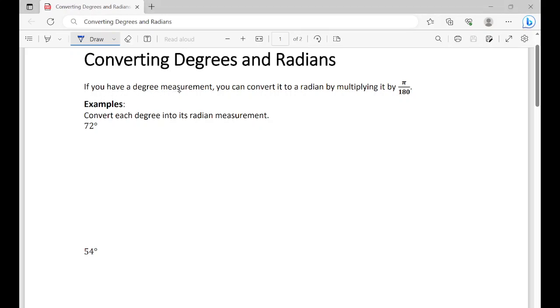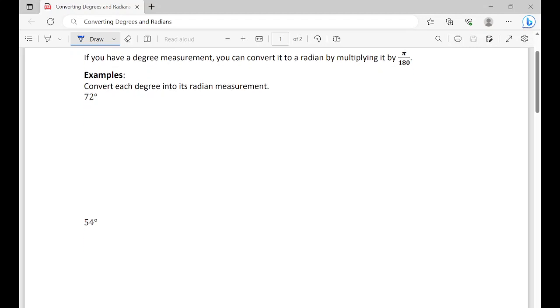If you have a degree measurement, you can convert it to a radian by multiplying it by pi over 180 every single time. So let's do it a couple times. We're going to convert each degree measurement into its radian measurement. So we're going to start off with 72 degrees and we're going to convert it to its radian measurement.